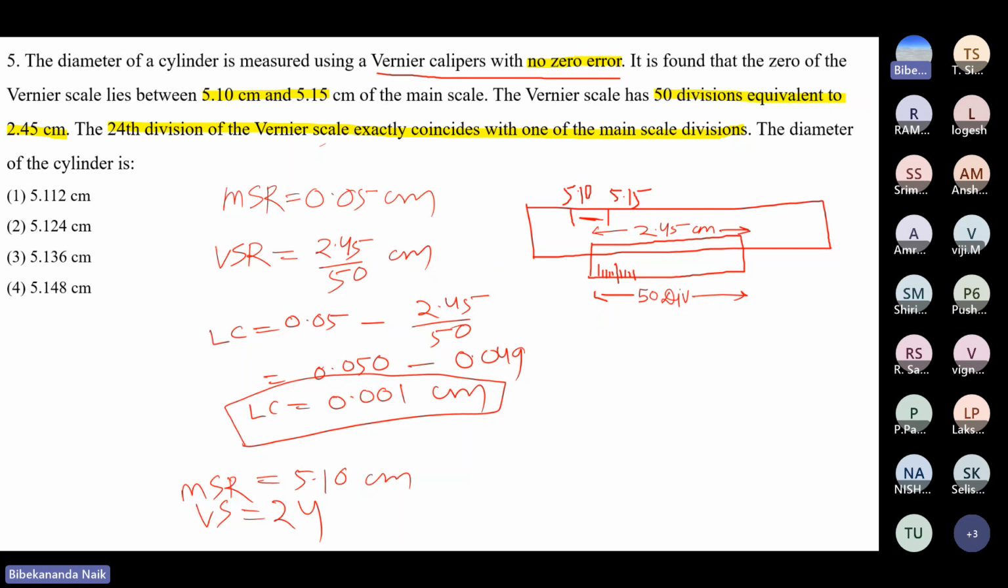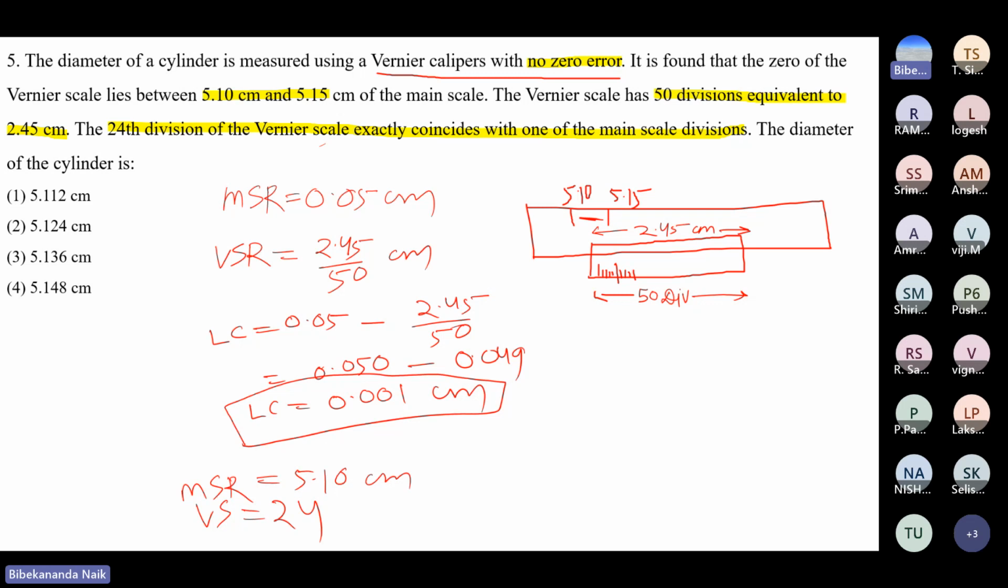Since 50 divisions are equal to 2.45 centimeter, one division will be equal to 2.45 by 50 centimeter. By subtracting the two readings, that is the minimum distance measured by the main scale and the minimum distance measured by the vernier scale, the least count can be obtained, and the least count is 0.001 centimeter. Since the vernier zero lies between 5.10 and 5.15, the main scale reading in this measurement is 5.10, and when you add the vernier scale reading, how much will it be?